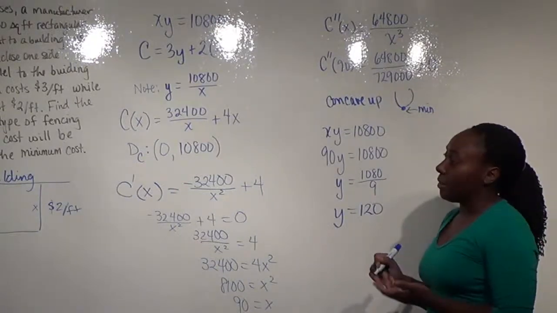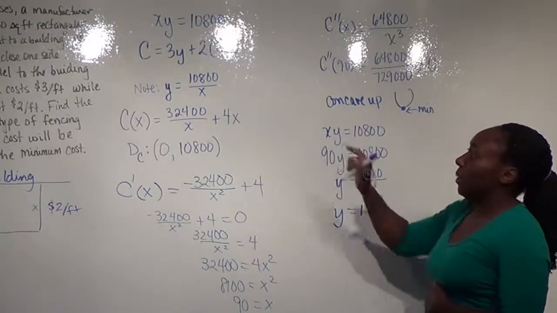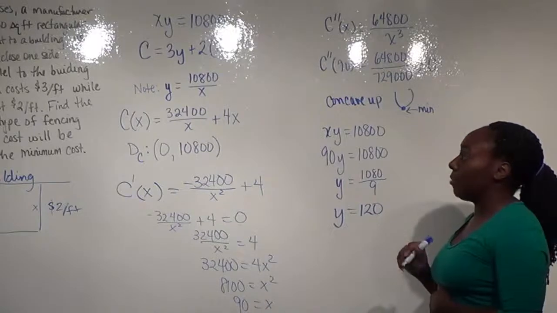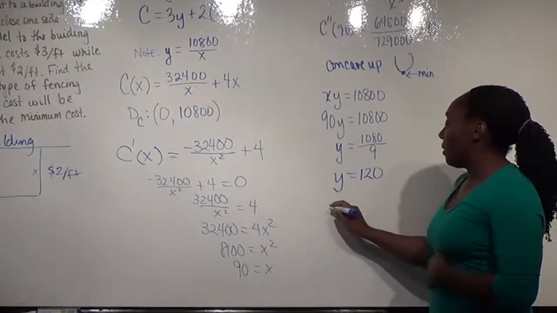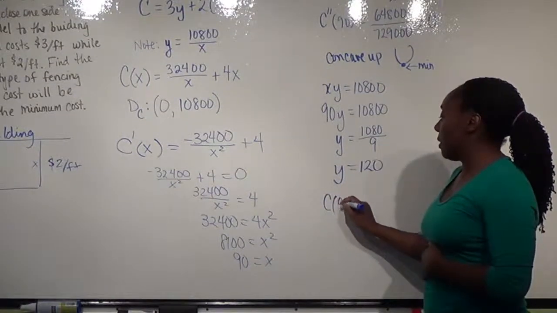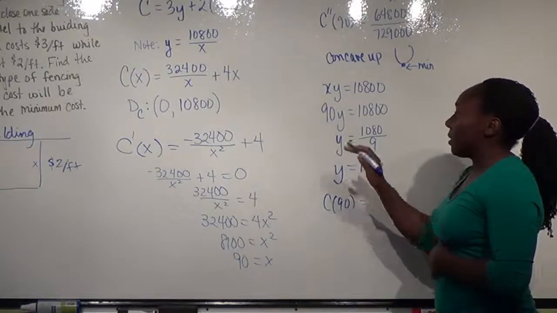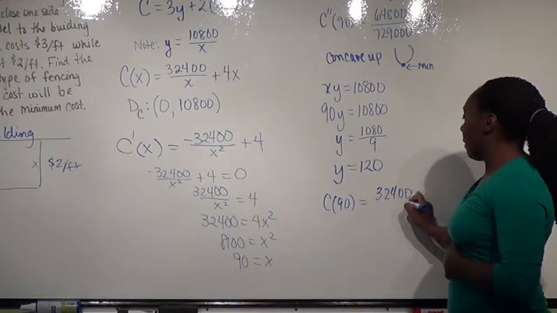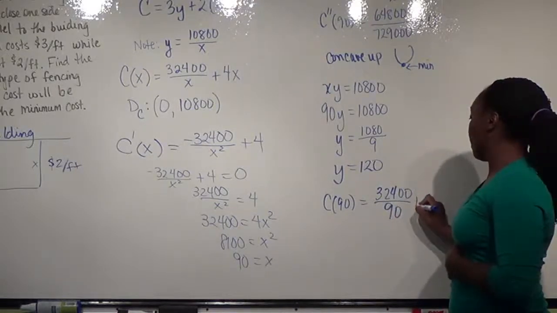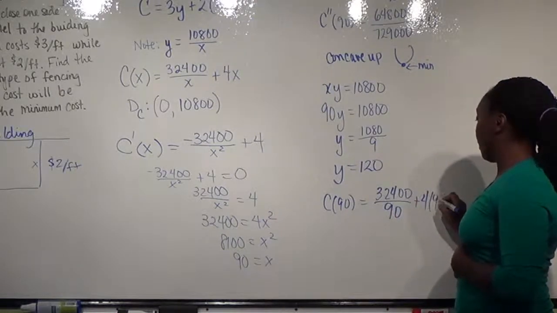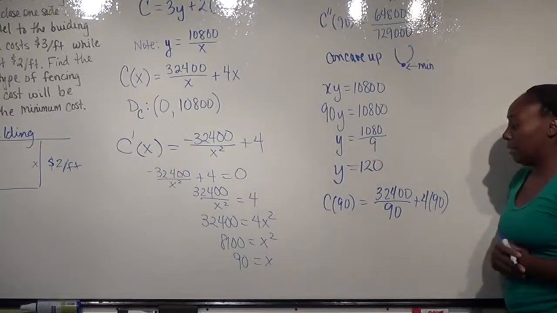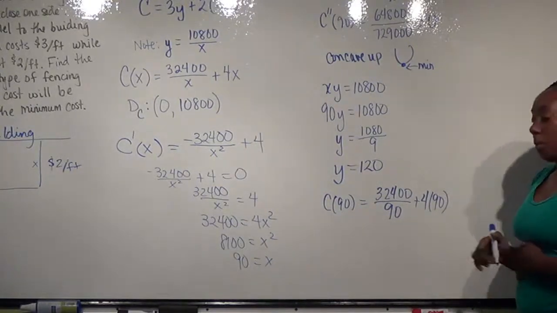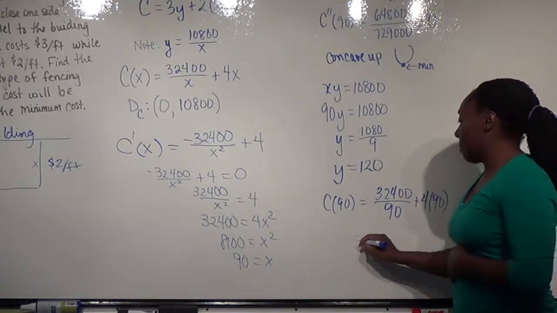And to find the minimum cost, we can again plug those back into the function. So C of 90 is going to equal, go ahead and simplify.